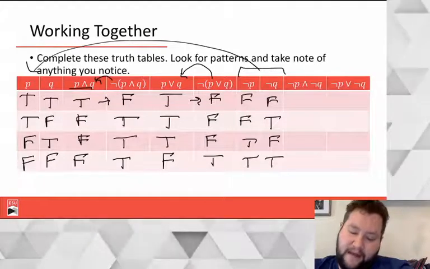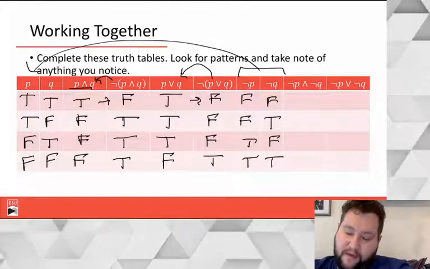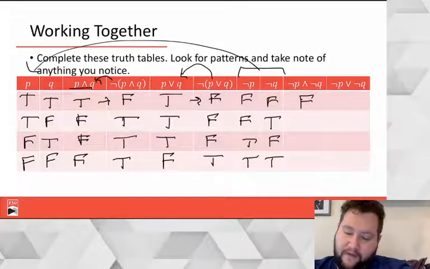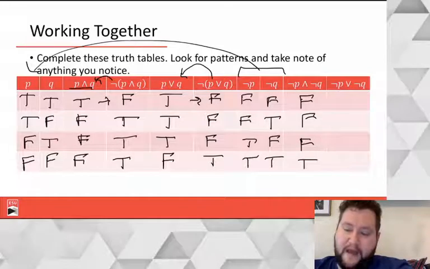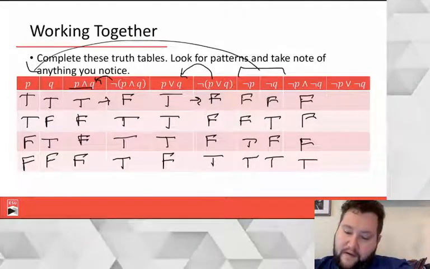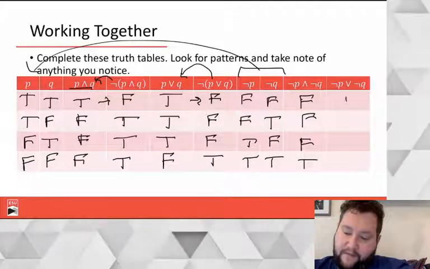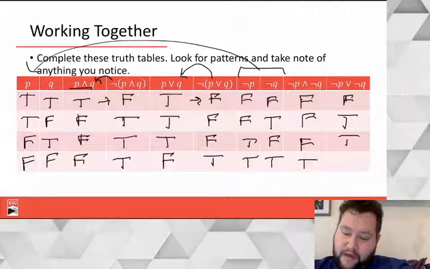And now let's find the and of these. Not P and not Q. We have false, false, false, true. And not P or not Q. We have false, true, true, and true.